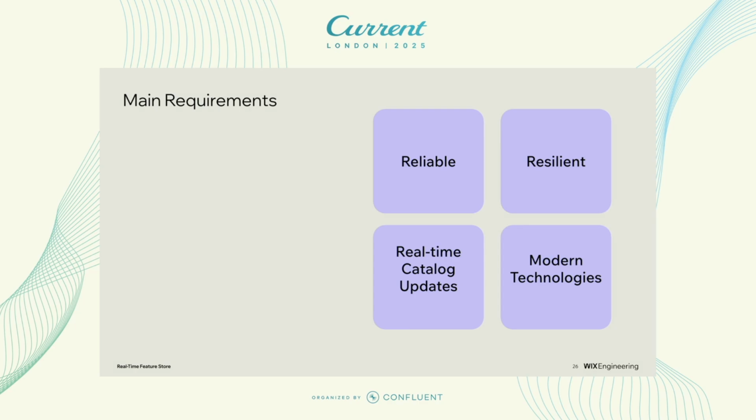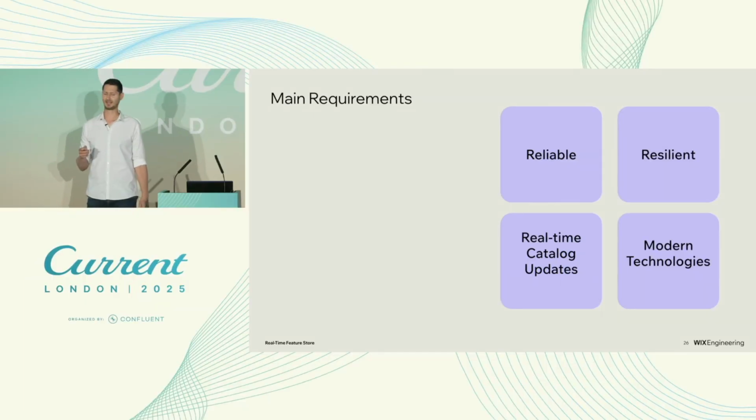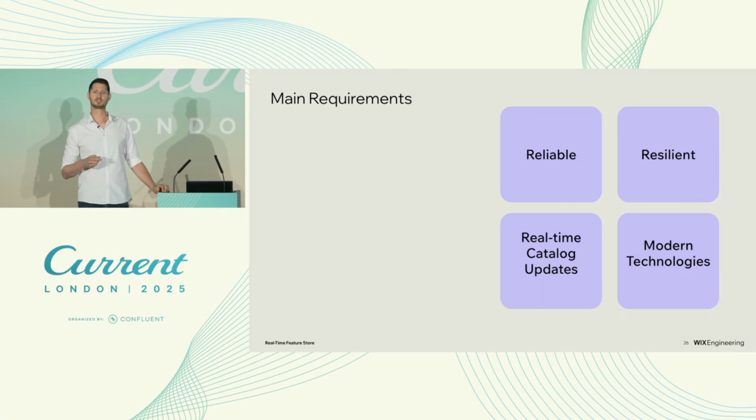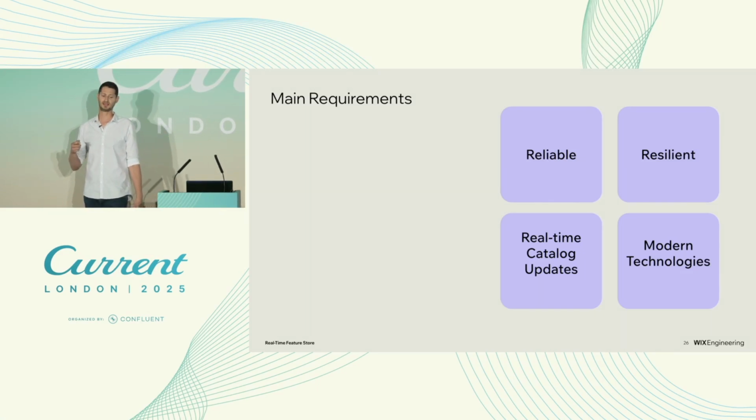First, requirements. We understand that we need to make some changes. We want to improve the reliability and resiliency of the system to ensure that no data will be lost. Next, we want the ability to do real-time updates in the feature catalog, while ensuring that the updates of the features will not affect other features that are already running in production. And last, we want to use modern technology with good support, a great community, and regular updates, not like Apache Storm. Let's break down this requirement a bit more.